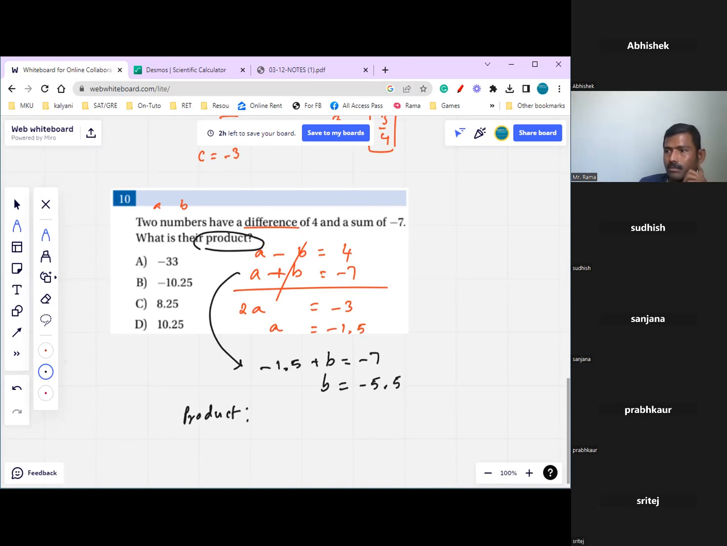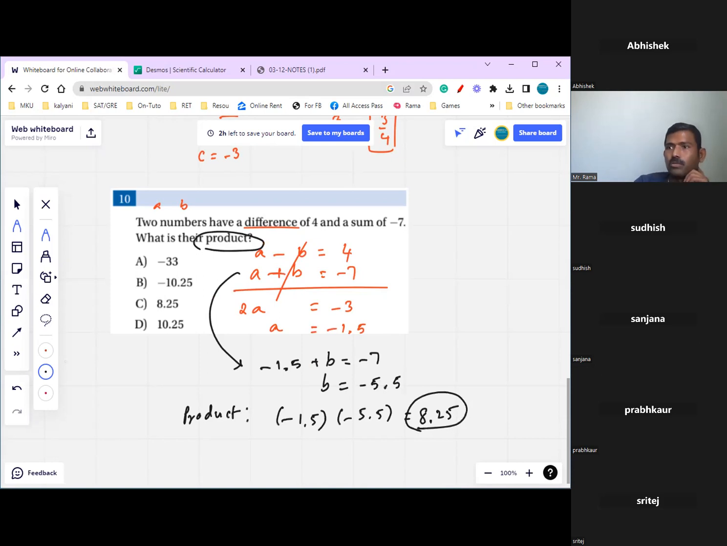Product is just you multiply those two. So it's going to be -1.5 and then -5.5. We multiply these two. So let's say you can get around like 8.25, something like that. Okay. That's good.